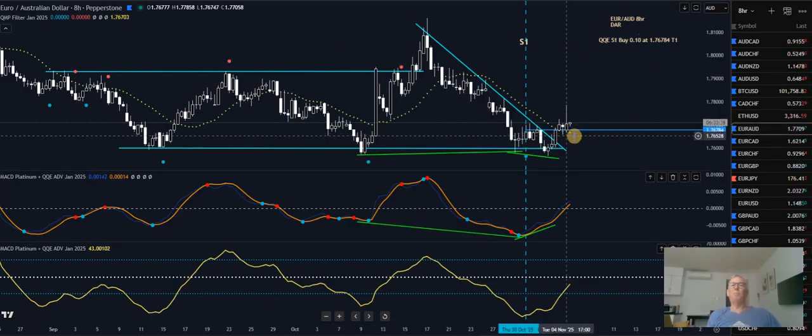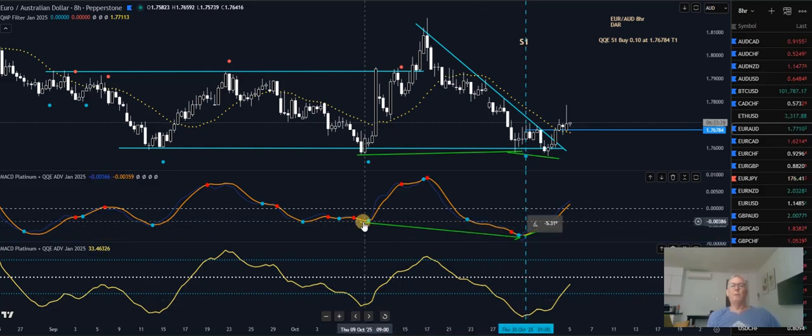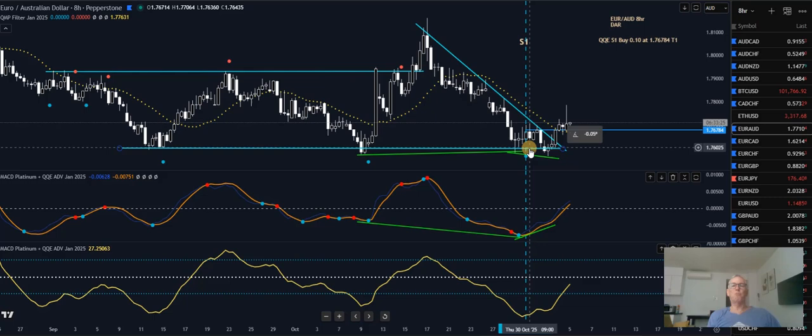Euro Aussie in a buy. Look, took the buy in here. It was a QQE, you can see it there, it's below the 40 level, well below it. Hidden bullish divergence, which is great. Also, there's big support levels, so there's a lot of things happening. MACD Platinum below the 0, a lot of things happening.